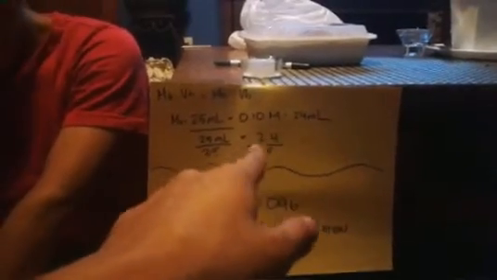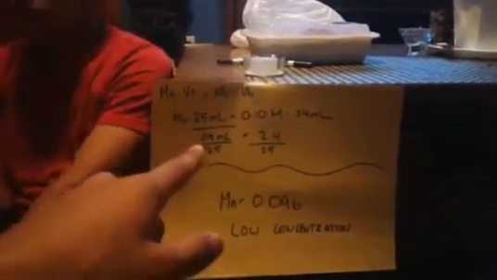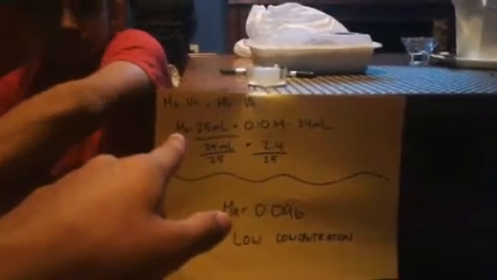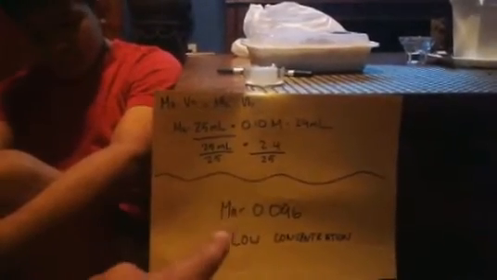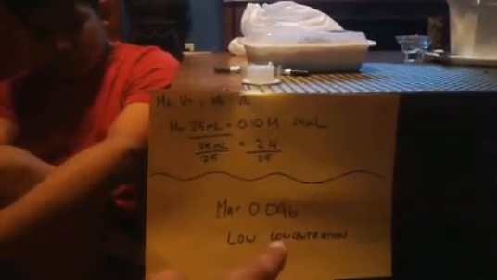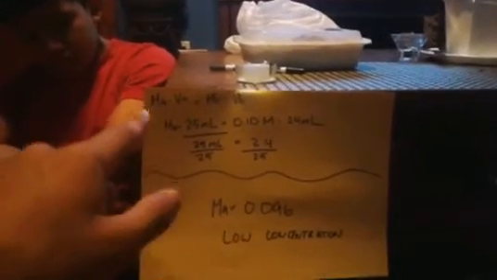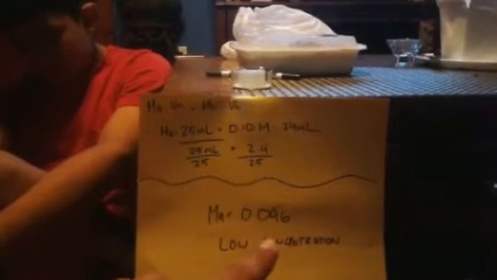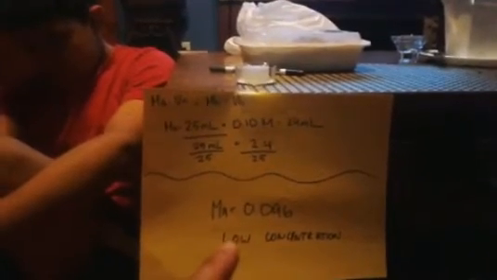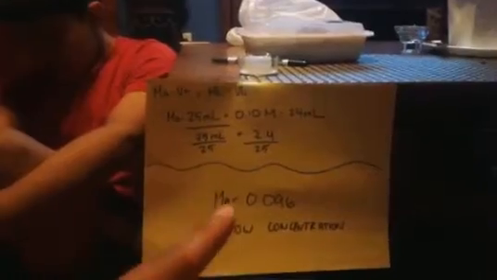We simplify those two, we get 2.4. We divide by 25 milliliters on both sides, since that has no information yet, MA. And once we do that, we get that MA equals 0.096, which is a low concentration. And that's what you get for MA, 0.096. And that is how you find the concentration of an acid.